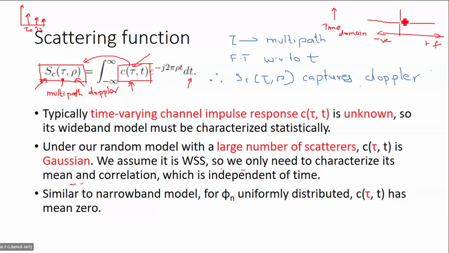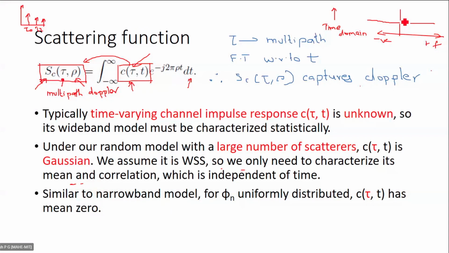Are you getting the idea behind SC of tau comma rho? You have the channel C of tau comma t, and if you take the Fourier transform with respect to t, the corresponding term is SC of tau comma rho. By taking that Fourier transform with respect to t, you are trying to capture the Doppler effect. You are not trying to analyze the multipath effect.